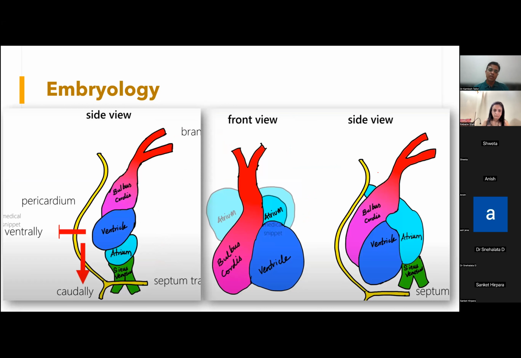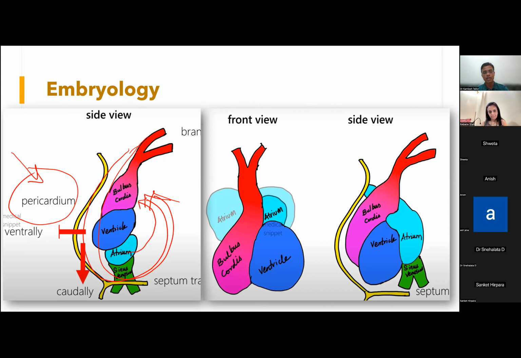The growth of this heart tube is very fast compared to the growth of the pericardium, and that is why it started infolding in itself. Gradually the atrium will come to this part, and then the ventricle will reach this level like we are seeing in this part, and then gradually we are able to see what the heart is.